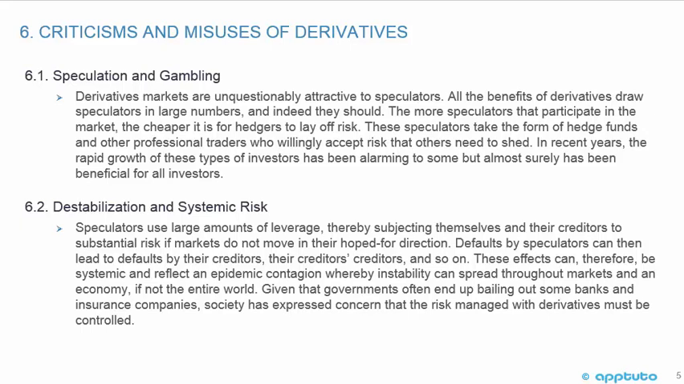The second criticism and misuse of derivatives is destabilization and systemic risk. Speculators use large amounts of leverage, thereby subjecting themselves and their creditors to substantial risk if markets do not move in their hoped-for direction. Defaults by speculators can then lead to defaults by their creditors' creditors, and so on. These effects can therefore be systemic and reflect an epidemic contagion whereby instability can spread throughout the markets and an economy, if not the entire world.